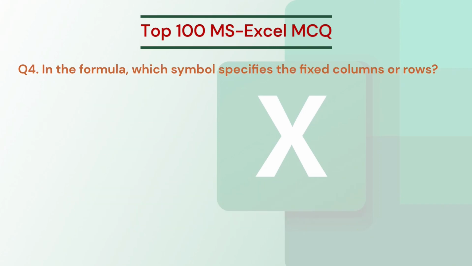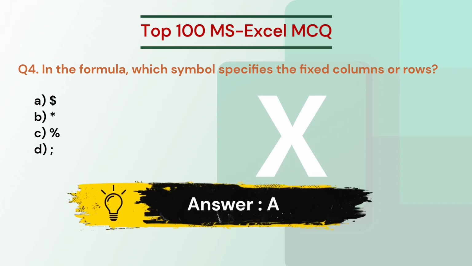In a formula, which symbol specifies the fixed columns or rows? A. $ B. Asterisk C. % D. Semicolon. Correct answer is A. $.